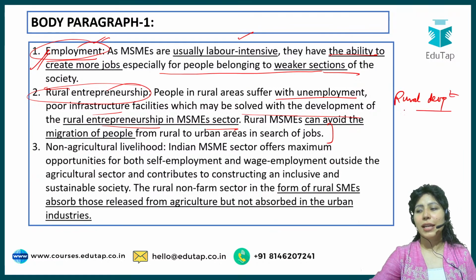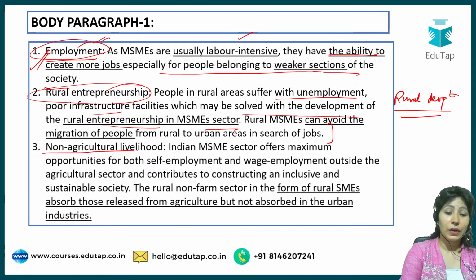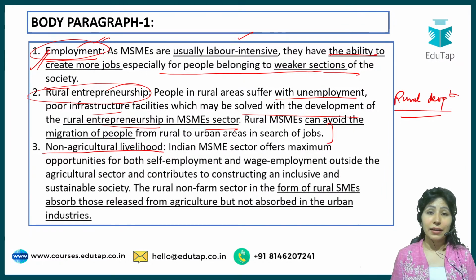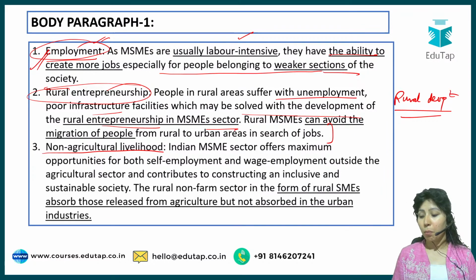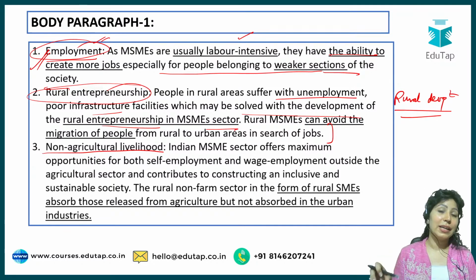I know you've got the next point already. You're busy reading that. The third one and the most important one is non-agricultural livelihood. The problem with Indian agriculture is that a lot of people are employed, plus it is dependent on monsoon. And if the crops fail, the entire year for that one family is under an emergency situation.